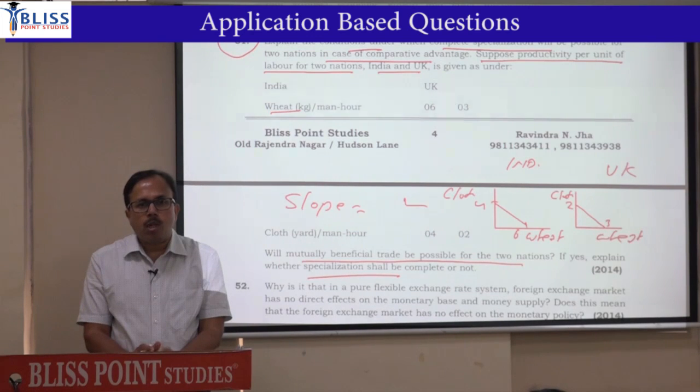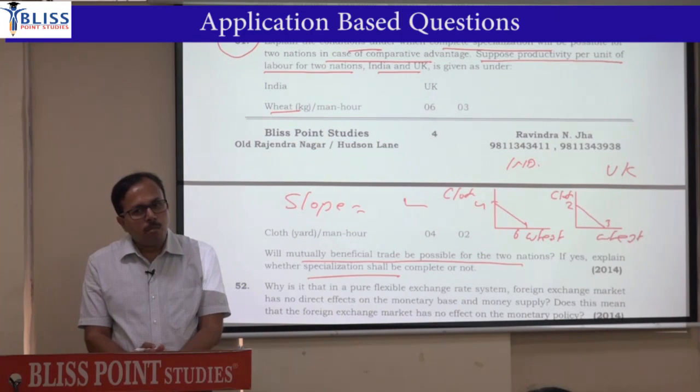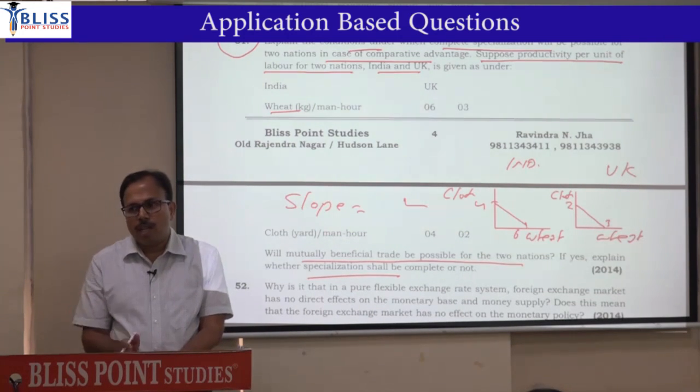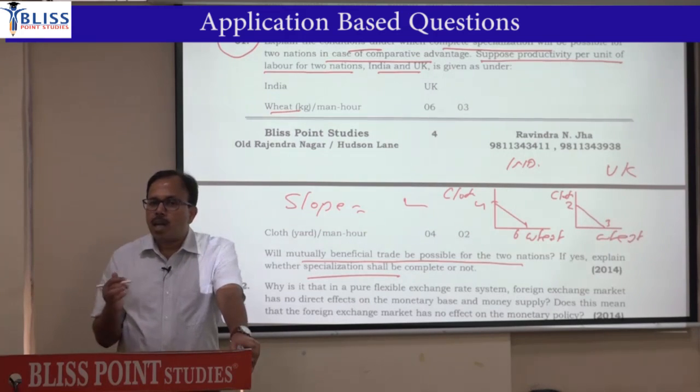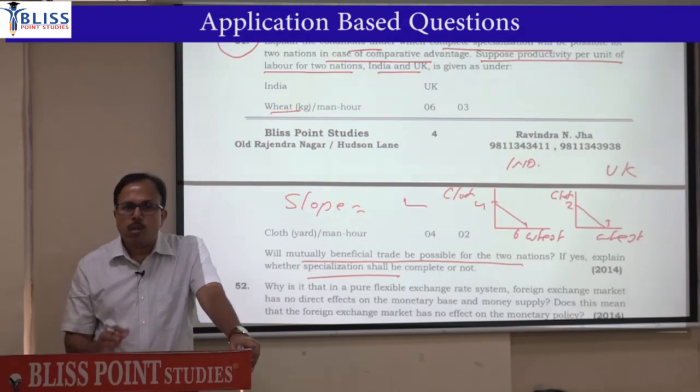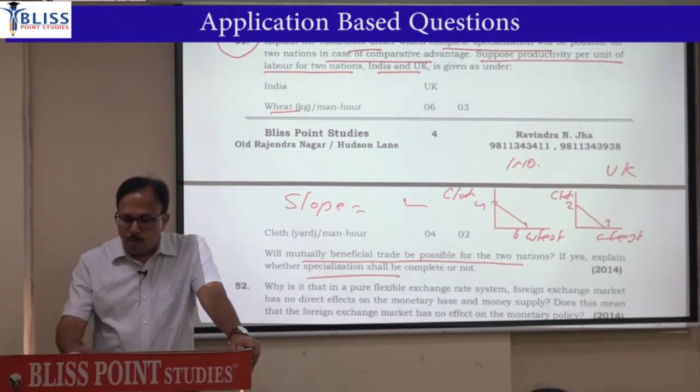Complete means you produce only one product. Incomplete means you are actually producing both but more of one and less of the other. But in the Ricardian model there will be complete specialization, means you will produce either only cheese or only wine. So this model has to be elaborated in fact more.